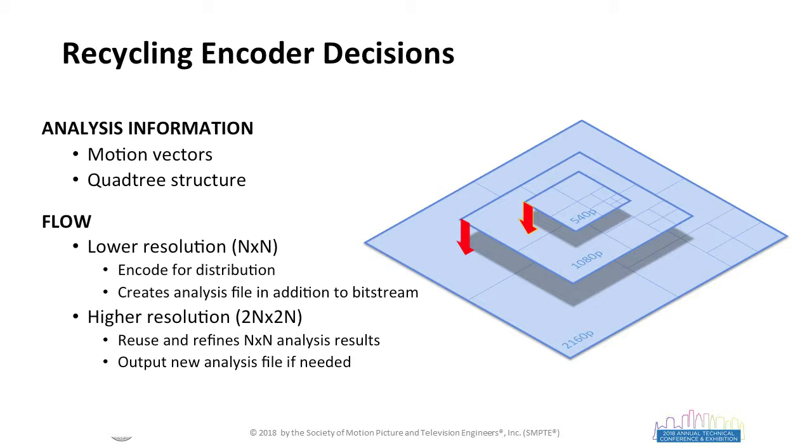You can recycle the motion vectors and the quad tree structure, write it out into an analysis file, scale that, apply some refinement, and then use the data from that, which are the computationally complex portions of the encode, to apply to higher resolutions. It works for resolutions that are multiples of 2, right? So in this diagram, we have a 540p encode. We do that encode, write out the analysis file, and then we can apply that to 1080p, potentially write out another analysis file and apply it to 2160p and on up the chain.